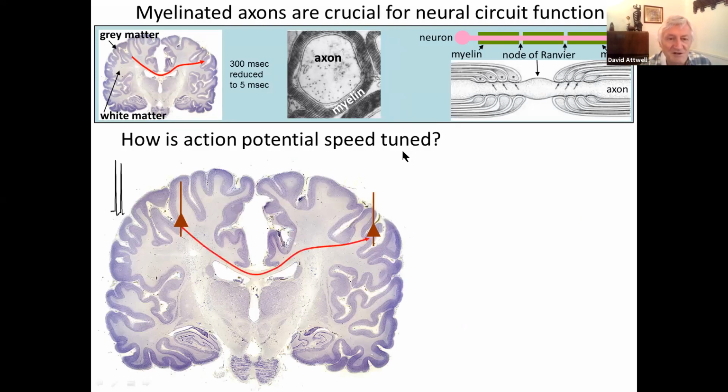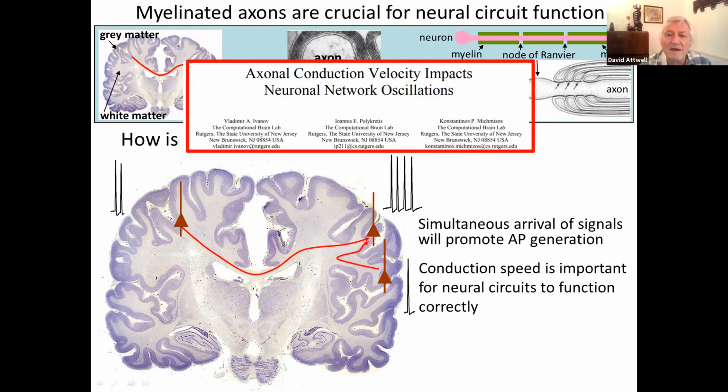Now, why might we want to tune action potential speed? Well, if you want to send information like this across the brain, it might need to synergize with information coming from another part of the brain, because when there's coincident excitation of neurons, when synaptic currents arrive at the same time, that tends to facilitate the production of more action potentials. And because of the uncertain length of these pathways, you may therefore need a mechanism to tune conduction speed to get the timing right. Because conduction speed is important for neural circuits to function correctly. And indeed, theoretical work shows that if you mess around with conduction speed, then you mess up neuronal network oscillations, which may be important for cognition.